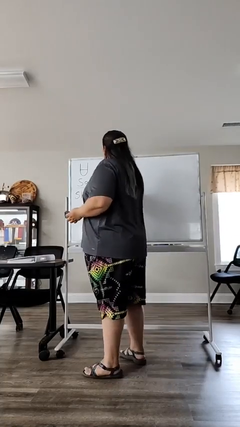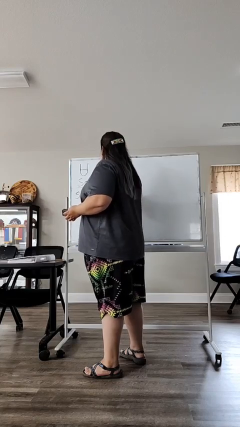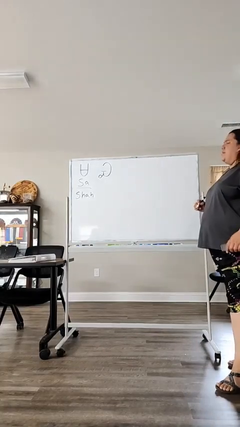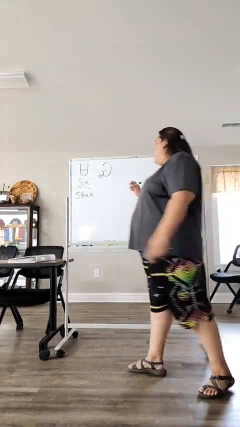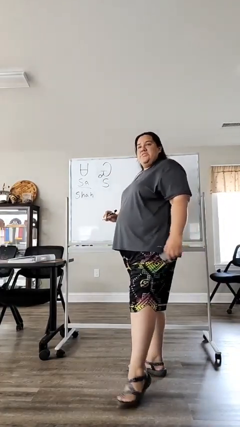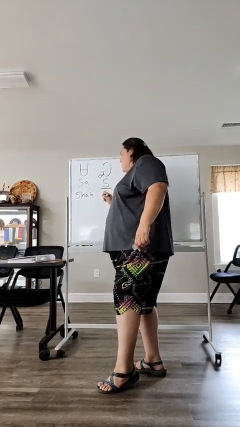So, backwards G, circle, arm. Is that? Yeah, that's backwards, isn't it? Okay, this one, just an S sound. S, s. Looks like an S, sounds like an S.